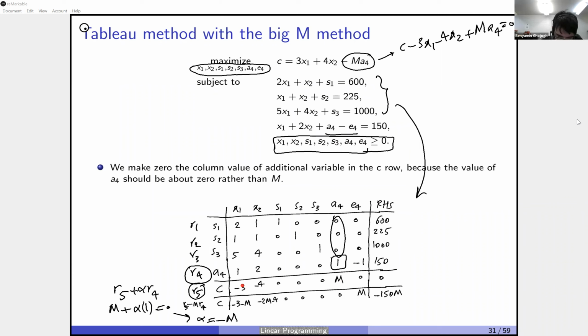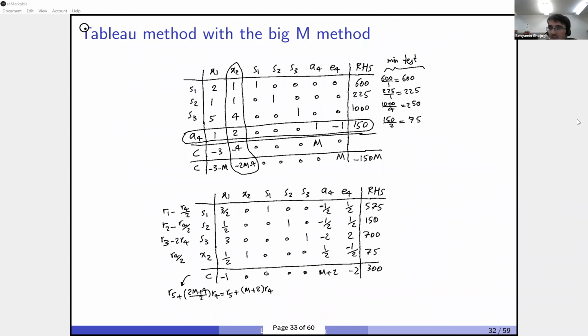Right? So this will be minus 3 minus M times 1, which becomes minus 3 minus M. Minus 4, minus 2, minus M times 2 is minus 2M minus 4. 0, 0, 0. So here, M minus M times 1 becomes 0. 0 minus M times minus 1 becomes M. 0 minus M times 150 becomes minus 150M. Okay, so this is the only difference compared to the previous example that we had.